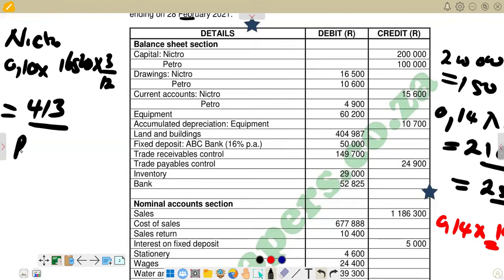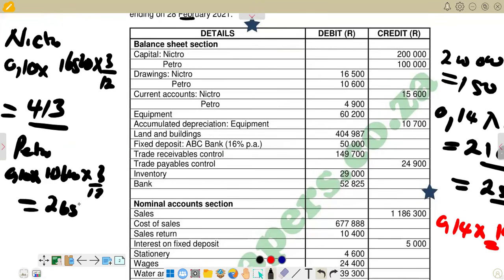Then we go for Petrol. For Petrol now, we are saying 0.10 again. Then we multiply by the total drawings for Petrol, 10,600. Then we multiply by 3 over 12. And then the answer that we are supposed to get there is 265. So we're going to enter this as our interest on drawings. So we can go back to the other section.